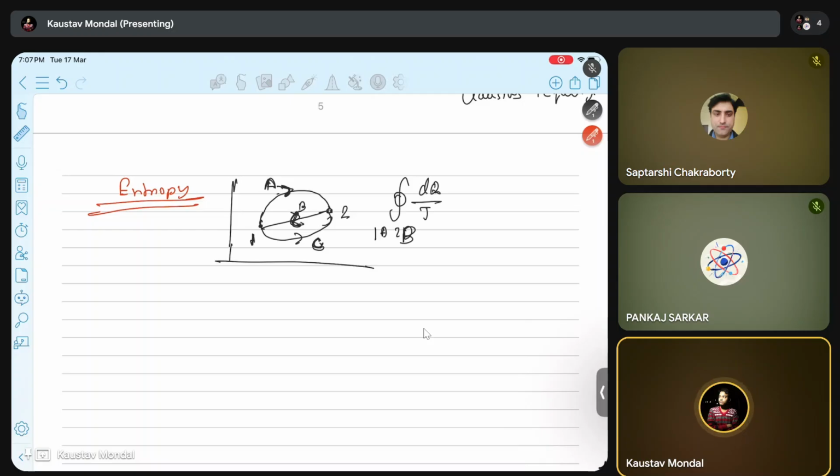In that case, the closed integral of dq by T will be equal to 0, since for a reversible case we know it's equal to 0. So this gives us basically the integral from 1 to 2 along path A of dq by T, plus the integral from 2 to 1 along path B of dq by T, equal to 0. So basically we divide this closed integral into two different integrals, from 1 to 2 and from 2 to 1.